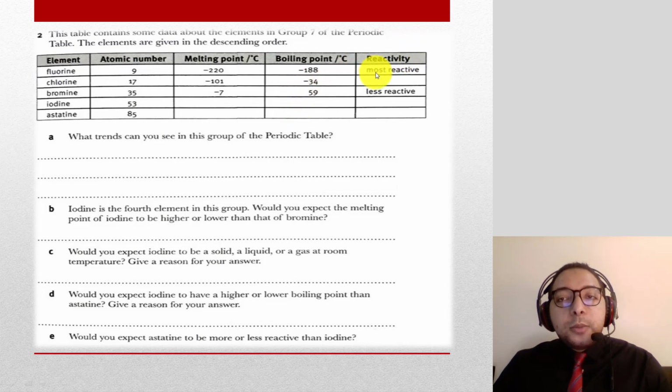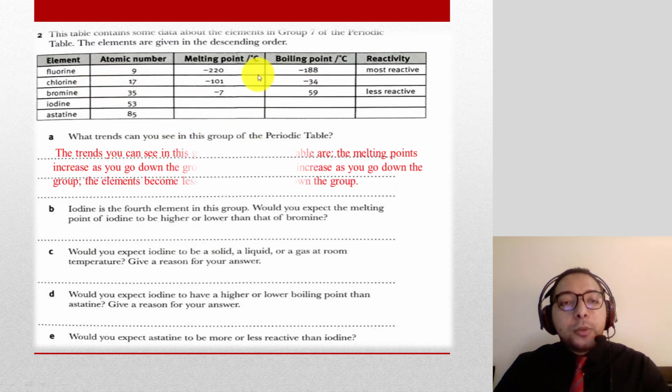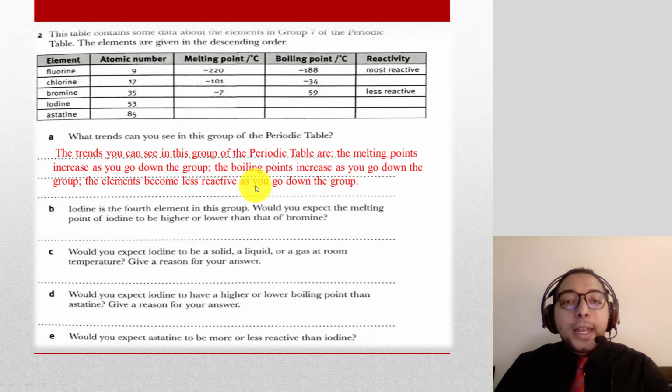Reactivity, fluorine is the most reactive. As you go down, the reactivity decreases. So the first question, what trend can you see in the group of the periodic table? As you can see over here, for the melting point and the boiling point, melting point increases as you go down the group, boiling point increases as you go down the group, and the elements become less reactive as you go down the group. You feel free to write any of them or all of them. All of them are going to be considered correct.